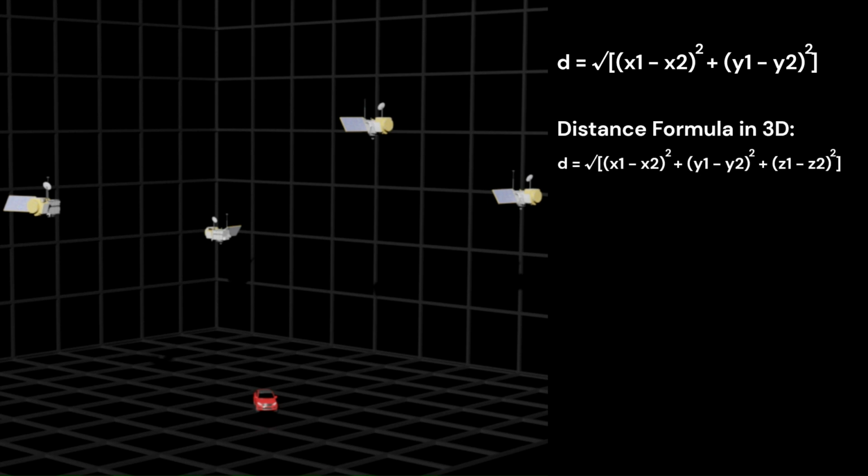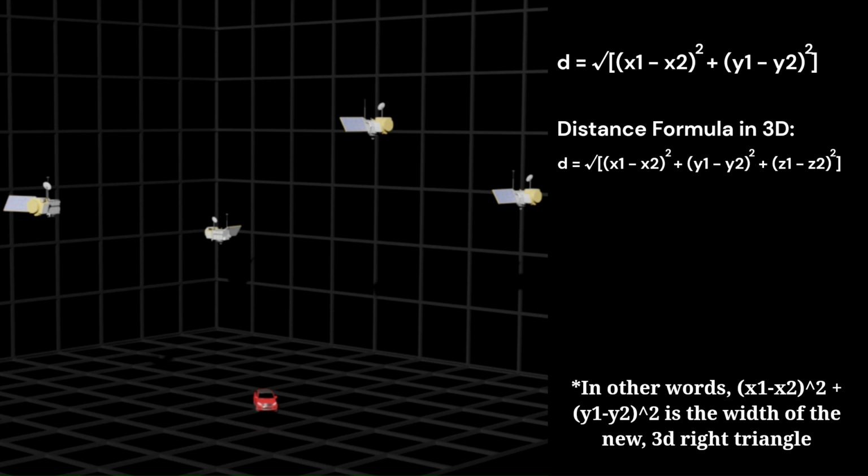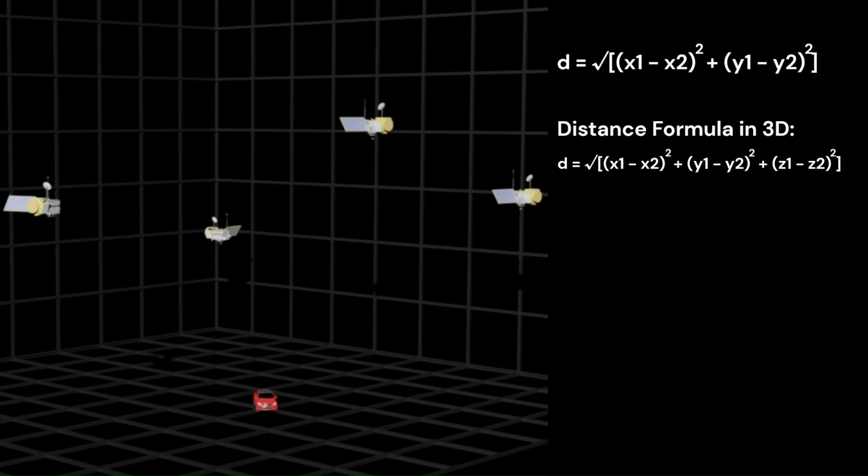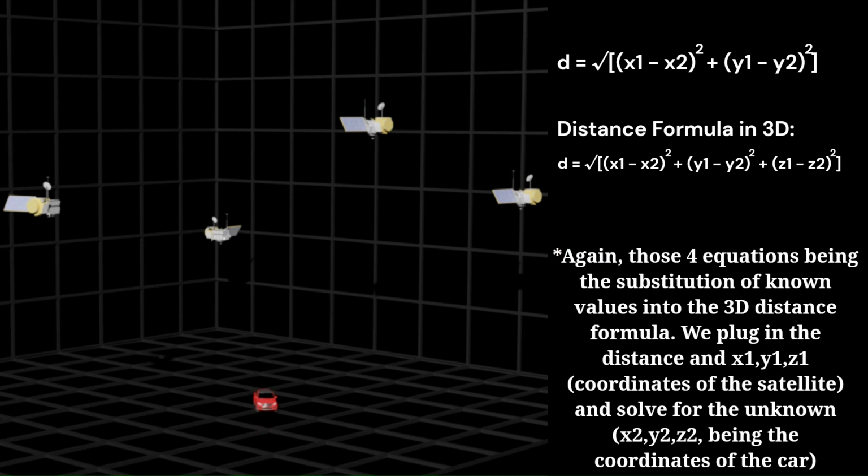We do this because a squared plus b squared acts as the width of the triangle, and plus z squared is the height. Since we have 4 satellites, we'll have 4 different equations, and now we calculate.